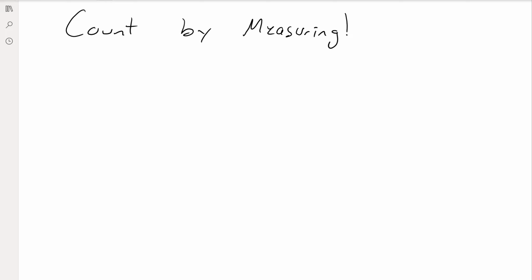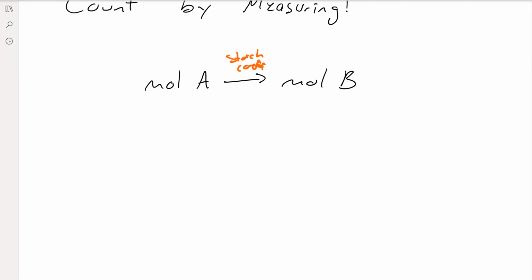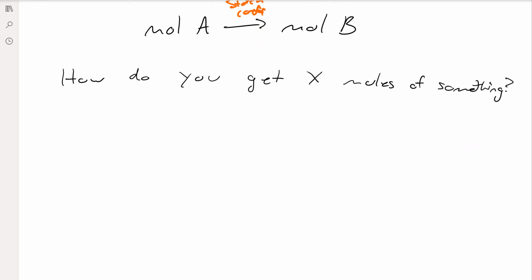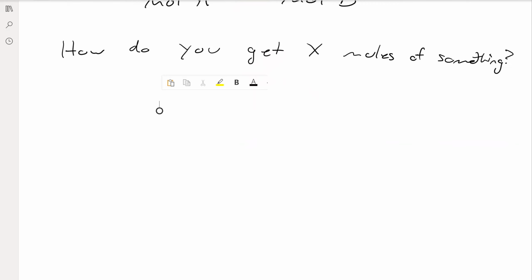So what we've done so far is we've gone from moles of A to moles of B, right? And we've used the stoichiometric coefficients, our balanced chemical equation, to get from point A to point B. But then, of course, our question is, how do you get X moles of something? We said you can't count them, you have to weigh them or something else. It depends on which form it is.